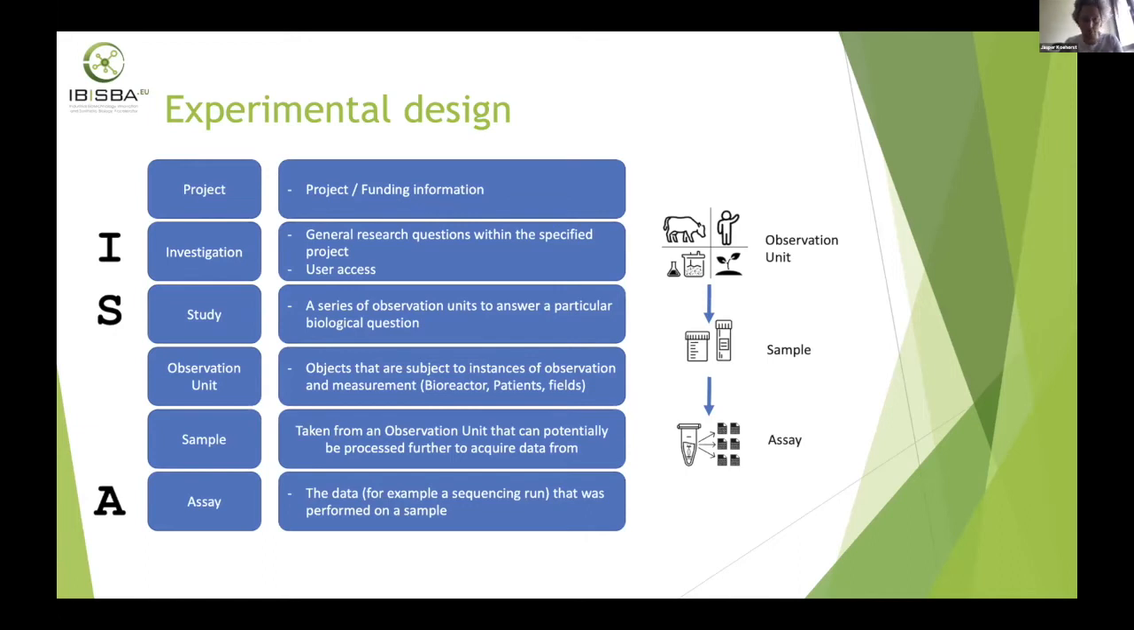And then we have the observation units. These are, in this case, bioreactors, but they can also be patients. They can be different fields you're sampling. So in this case, we had a set of bioreactors where samples were taken from, and from these samples, there was sequence data generated that we can then use for downstream analysis.